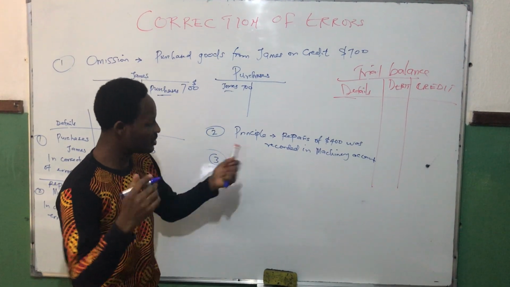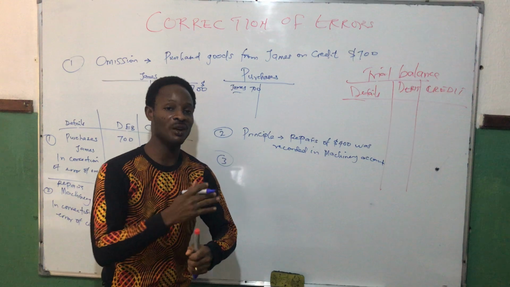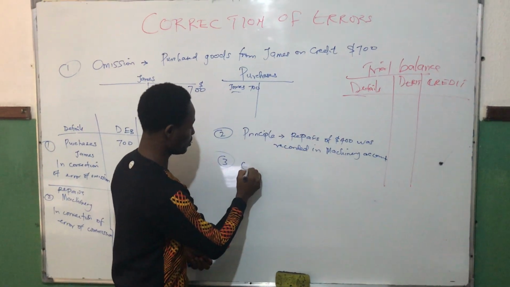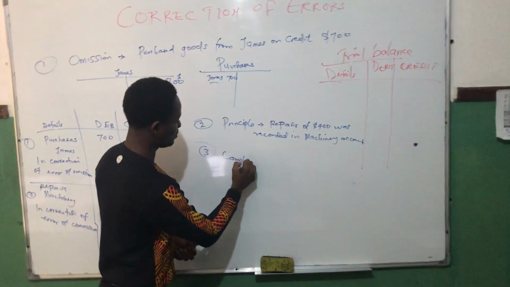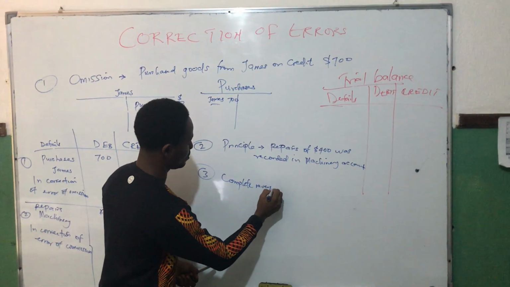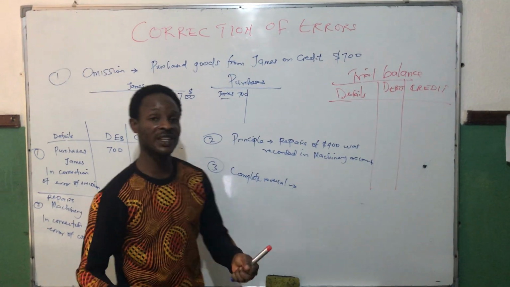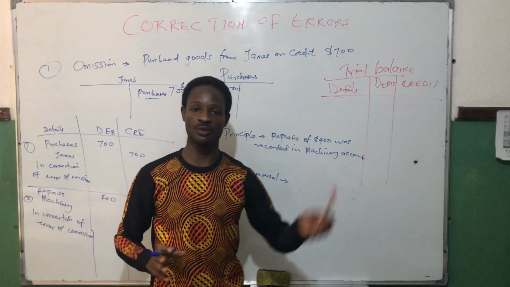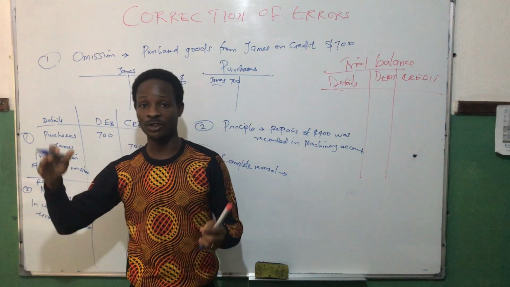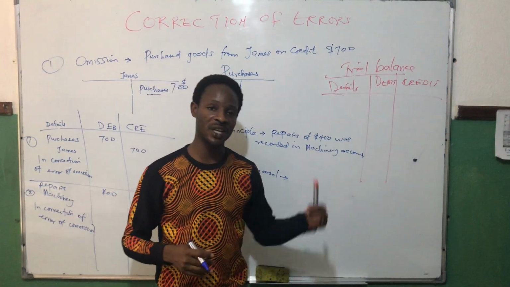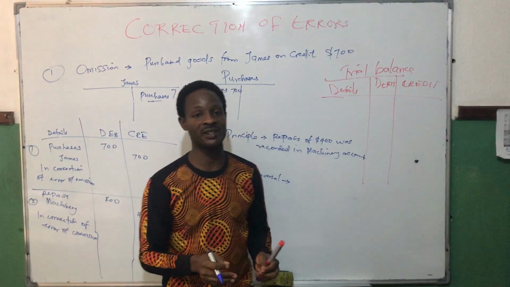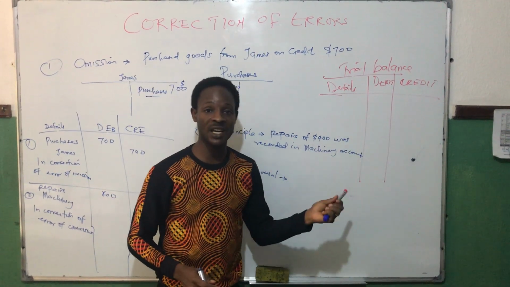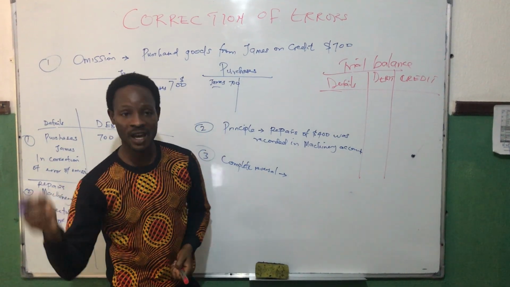Okay, let's use a reversal of entry. Let's do complete reversal. Complete reversal means the side that you should debit, you credit. The side that you should credit, you debit. The account that you should debit, you credit, and vice versa. So that's complete reversal. That will not be reflected in the trial balance, but yet there is an error.